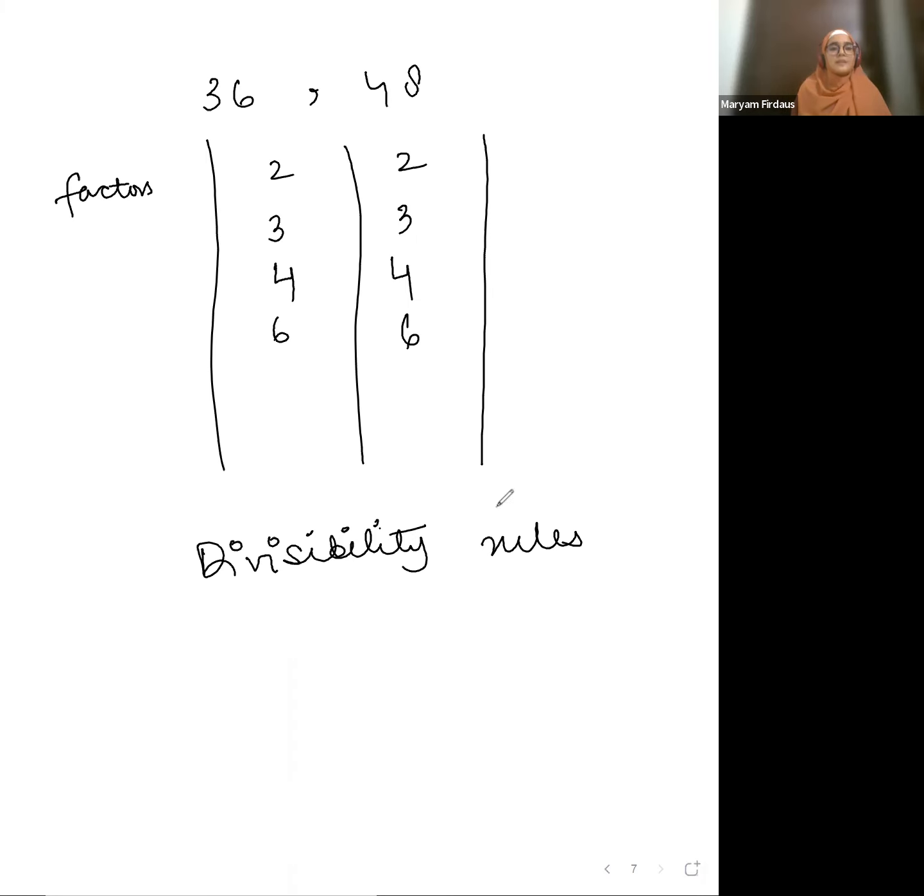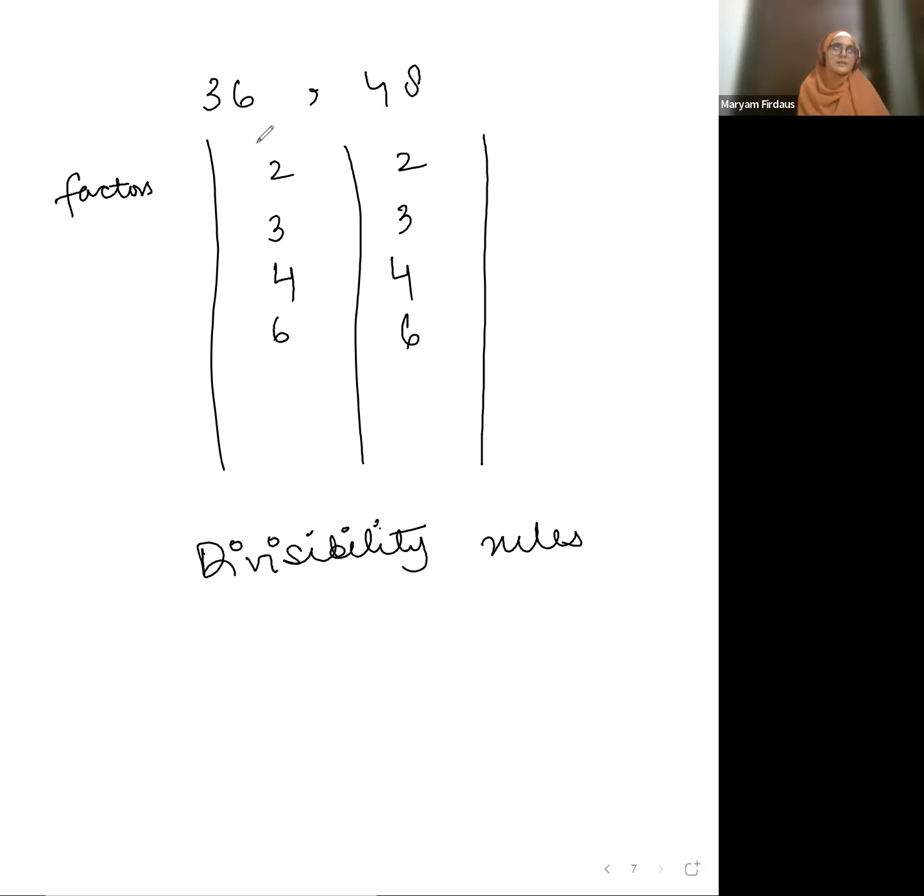So the divisibility rule for 8 is that if it's a big number, let's say 1024 or something, then the last 3 digits have to be divisible by 8. If the last 3 digits are divisible, then the entire number will be divisible. So in the case of such small numbers, you just have to divide and check.